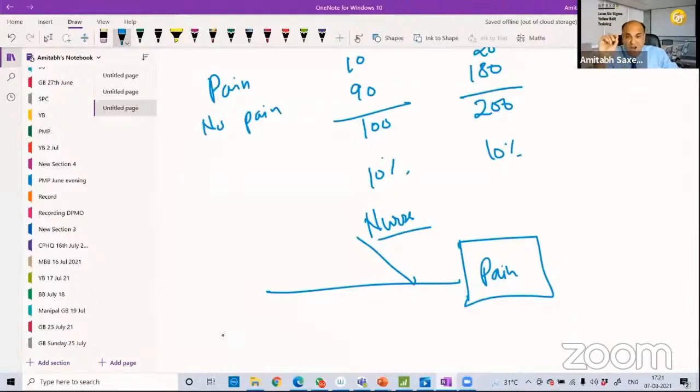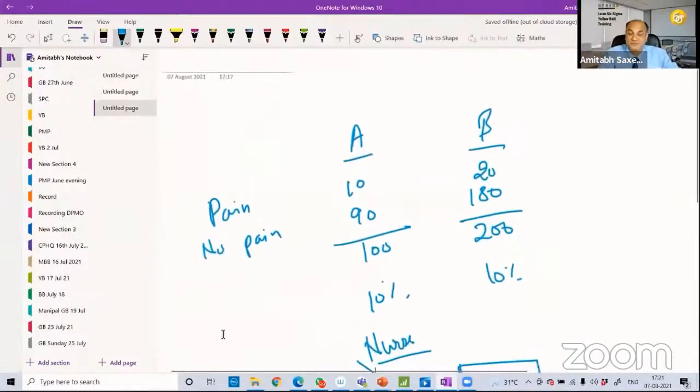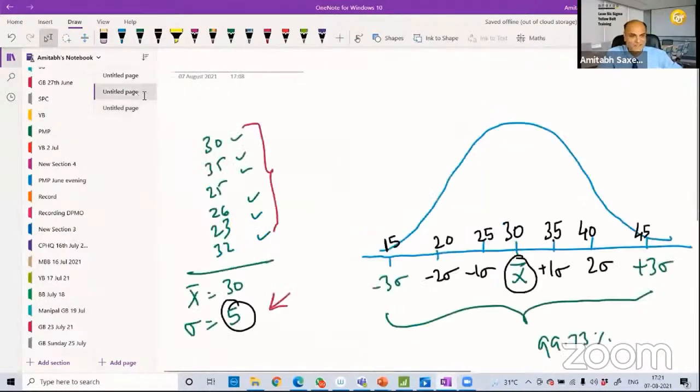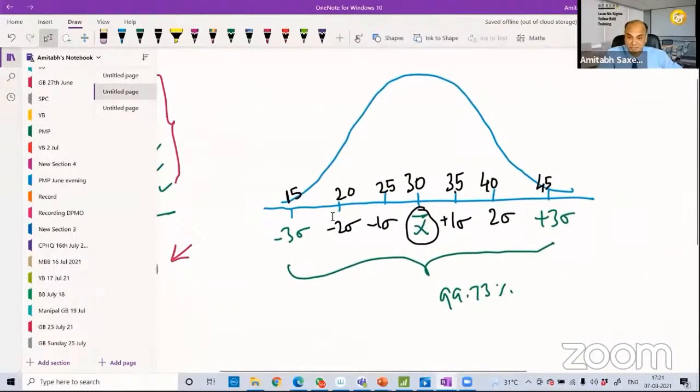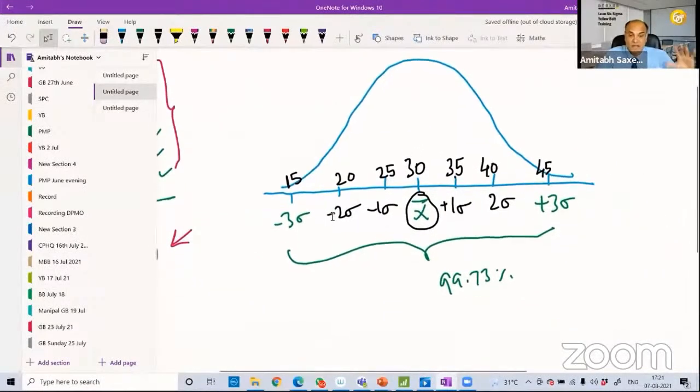Okay, got it? So, very important. I told you it is important to understand types of data. I'm stuck on the basics, sorry to tell you, but it is very important for you to understand this. Now, coming back to our normal distribution curve. I hope now it has settled in your brain.